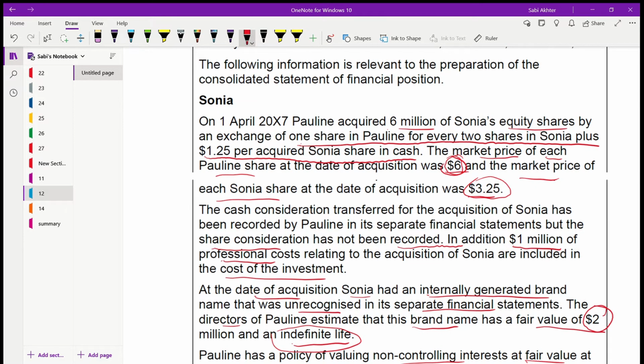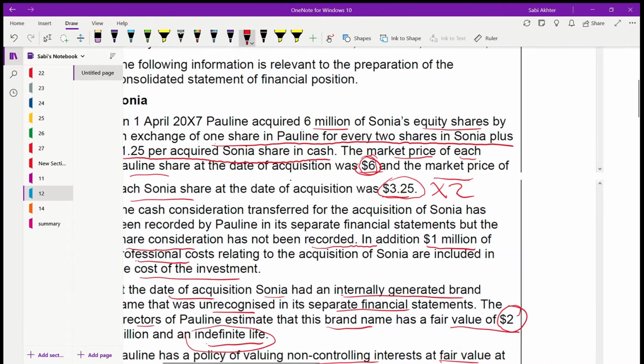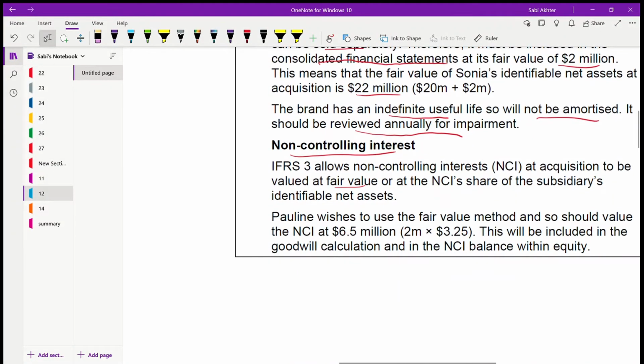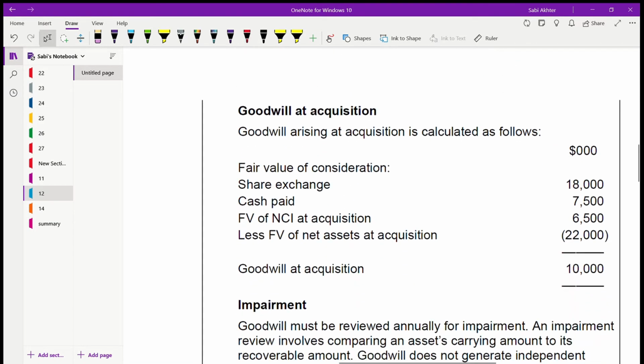3.25 into 1 share in Poland for every 2 shares in Sonia. So 3.25 into 2, you will be getting NCI, which is 6.5. This also will be there in the goodwill calculation. And also NCI will come within equity. So what's next? Calculate goodwill.